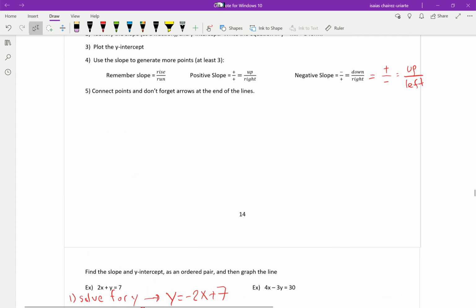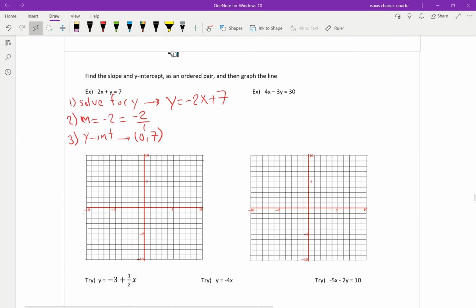Okay, and then what did the next step ask us to do? Step 3 is we have to plot the y-intercept. All right, let's begin by plotting the y-intercept. So (0, 7), that's right there. That's my y-intercept. And now I have to think about the slope. The slope is telling me the numerator is the change in y. The denominator is the change in x. So right now, my change in y is negative 2.